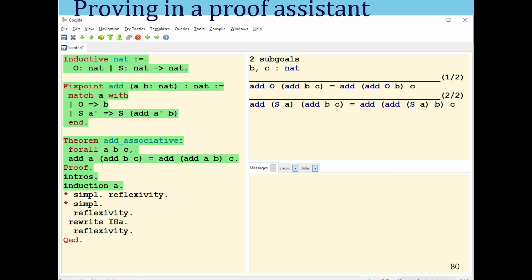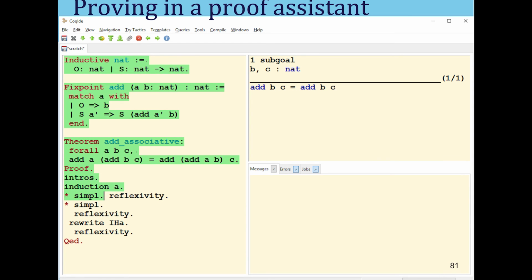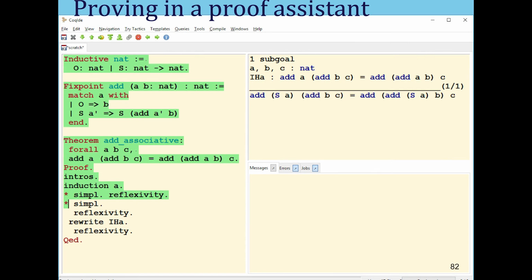So the first case, add O, add B C equals add of add O, B, C. If I simplify the definition of add O, right, by its definition, you can see it returns the second argument. So if I call simpl, as I'm doing right here, this is my remaining proof goal. It has simplified down to add B C equals add B C, and this is obviously true. But obvious doesn't help. It has to actually be valid. But it is valid by reflexivity of equality. So I do that.